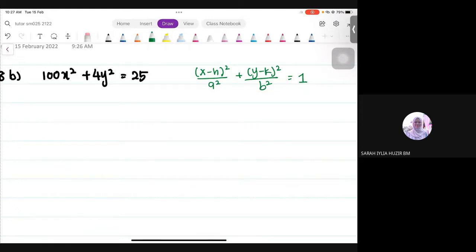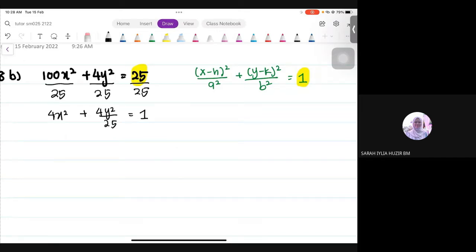So kita kena tukar dulu. Syarat pertama nak tukar, make sure our right side must be 1. Dia mesti 1. Kalau bukan 1, kita kena tukar jadikan dia 1. So now we have 25. Kalau saya nak jadikan dia 1, nak kena buat apa? Bahagi dengan 25. Good. Divide by 25. So, semuanya saya divide 25. Okay, now we would have 4x squared plus 4y squared over 25 equal to 1. Okay, settle syarat pertama. Right side already 1.